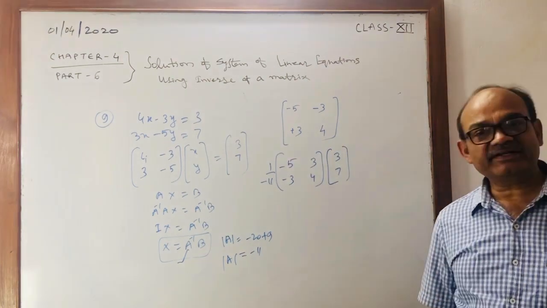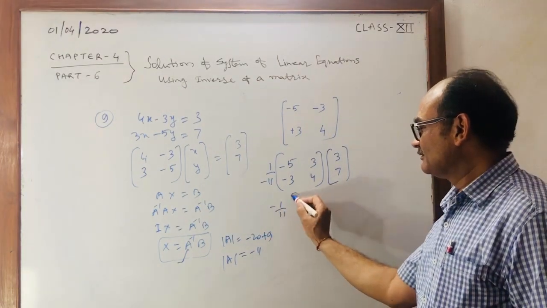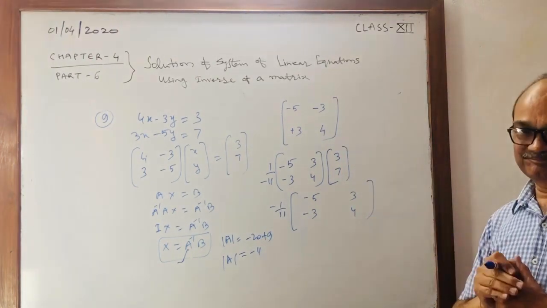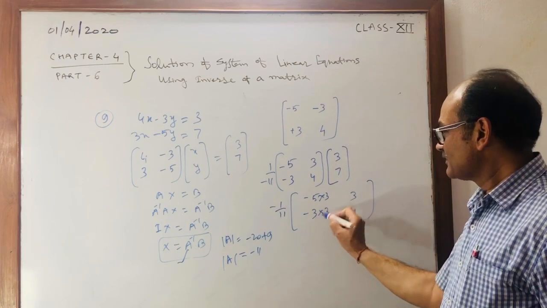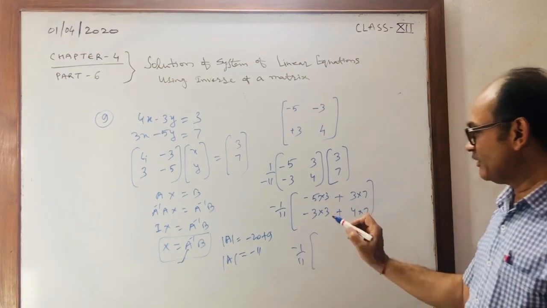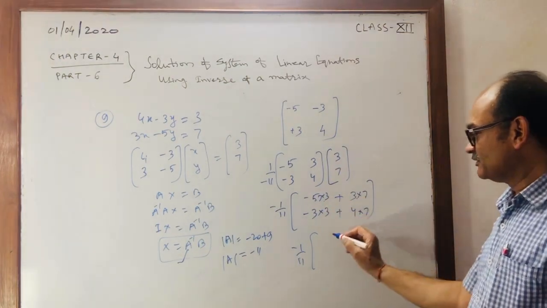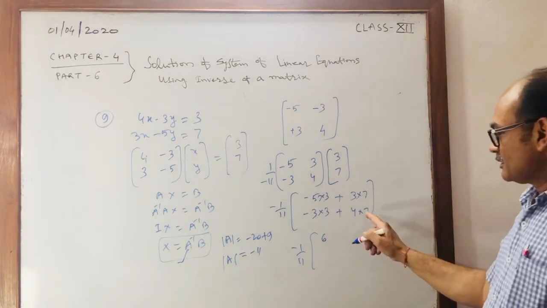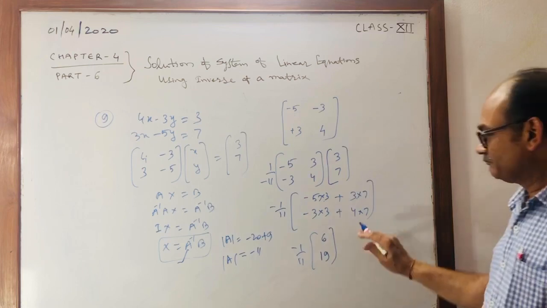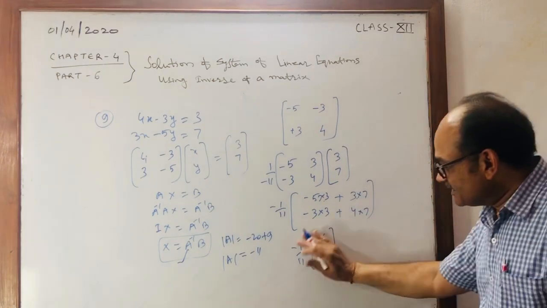What is B? Second matrix. Now how we multiply? Again division. Minus 1 by 11, multiply minus 5, 3, minus 3, 4. One time because only one column. First multiply by 3, then multiply by 7. Now add. Minus 15 and plus 21, 6. 28 and 9, 19. So this is nothing but x.